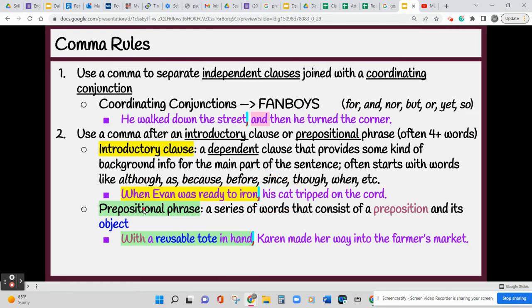When Evan was ready to iron, you see, there's like a natural pause, a lilt to the sentence as we say it. That's kind of what tells us we need to put a comma there. So in our minds, we have a general idea of where commas are supposed to go. We might not know why, so it's equally important to learn where they go and why they go there. When Evan was ready to iron, introductory clause, comma, his cat tripped on the cord. That is your independent clause.